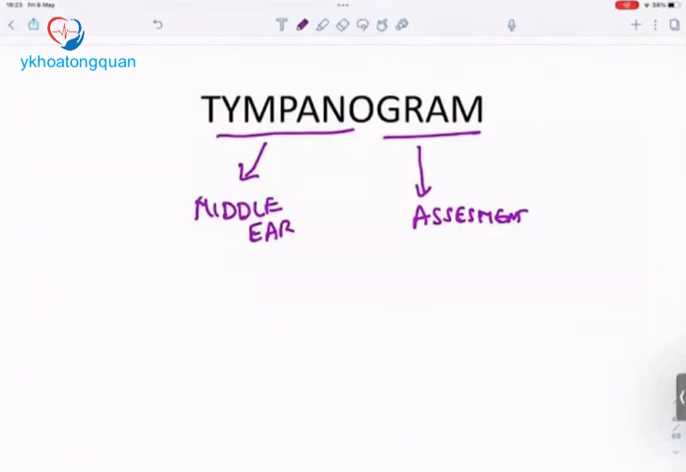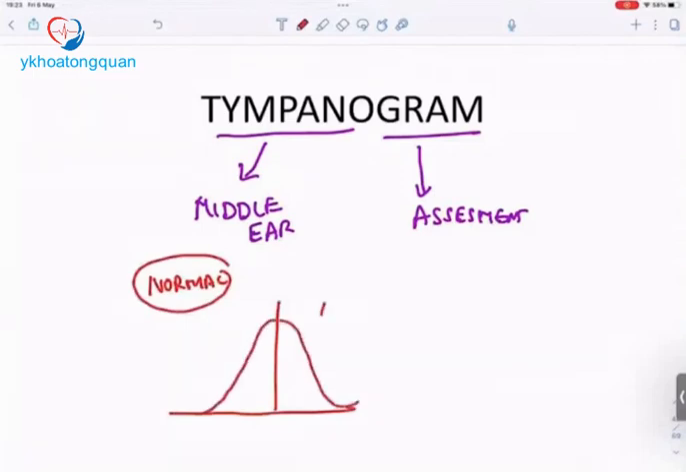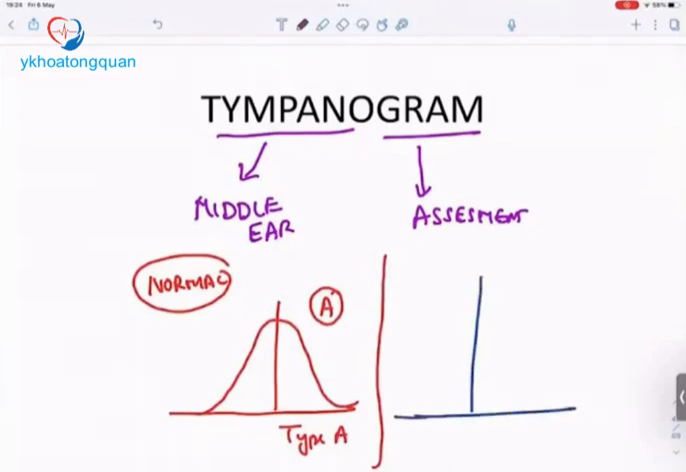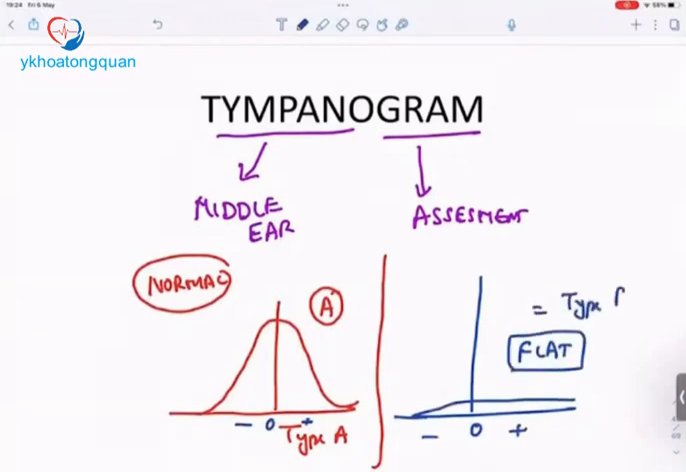So, in normal people, we see type A tympanogram. Type A, beautiful tympanogram, like a bell. But in glue ear, glue will not allow any movement of the tympanic membrane. So it will be a flat tympanogram. Flat tympanogram, also called type B tympanogram, is seen in glue ear. So normal tympanogram is type A, bell-like, and flat tympanogram is type B, which is seen in glue ear.